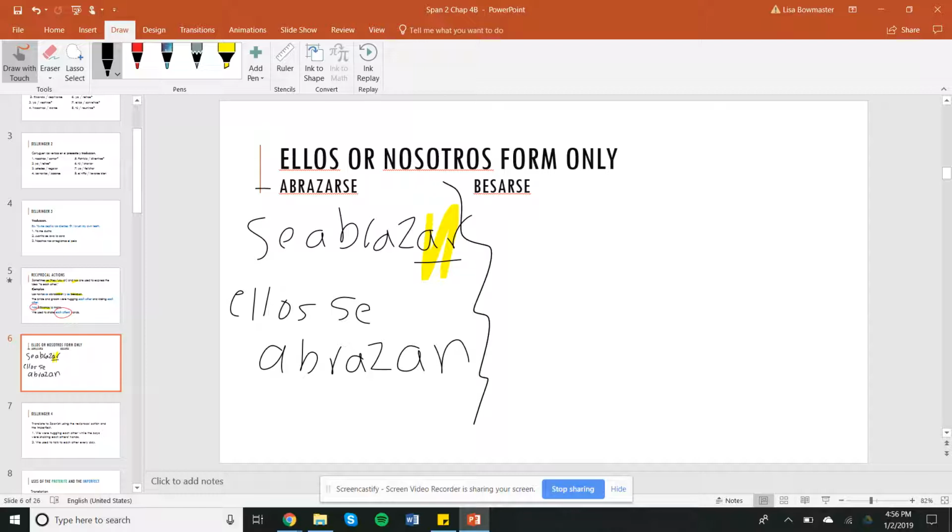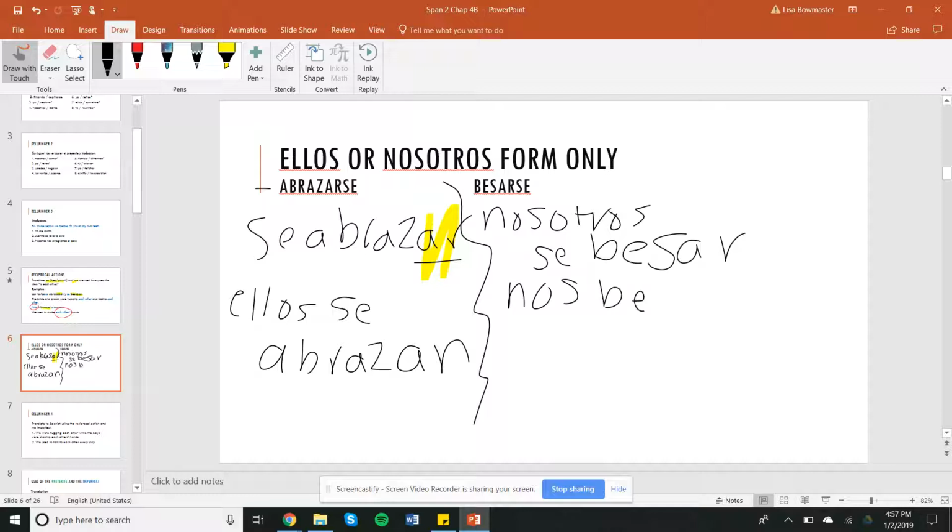So now let's look at besar. Maybe it's we this time. You can keep the nosotros out there if you want, but you also don't have to. It's one of those optional things. So I first take the se from besarse, move it out front if they had it attached. Now, nosotros and se don't go together. I need to change the pronoun to nos, besar.